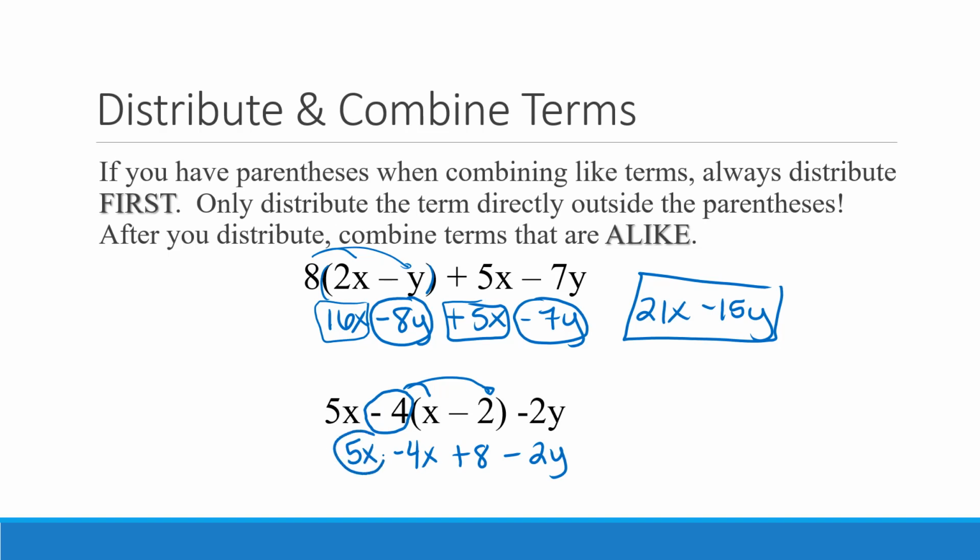Combining my like terms, I can combine 5x and negative 4x, so adding those together gives me just a positive 1x, or you could just write x here. These two can't be combined together, so I'm just going to rewrite them as part of my final answer, and then I'm done.